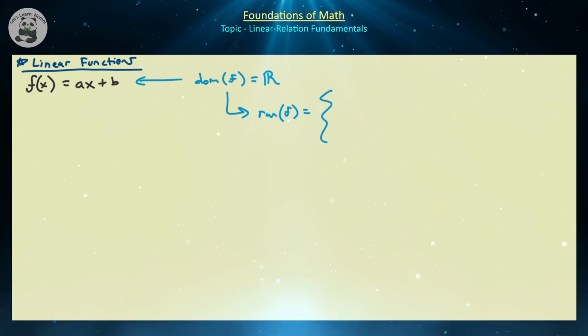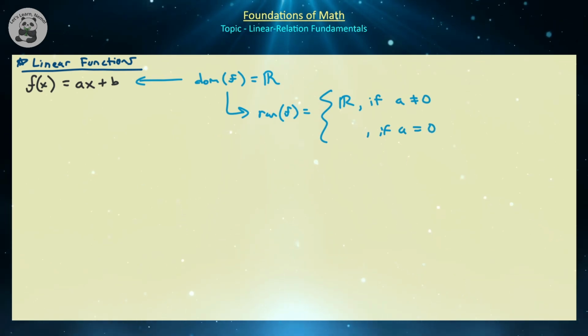Keep in mind the range is going to be the set of all real numbers, provided that the slope is not equal to 0. If the slope is not equal to 0, that means it's always going to increase from minus infinity to infinity, or it's always going to decrease from positive infinity down to negative infinity. But if the slope is equal to 0, that means it's a constant function, and it's only going to be equal to the number b for all x values you input.